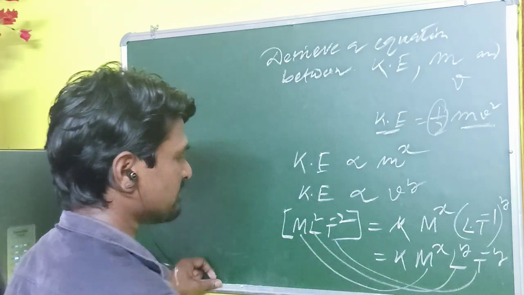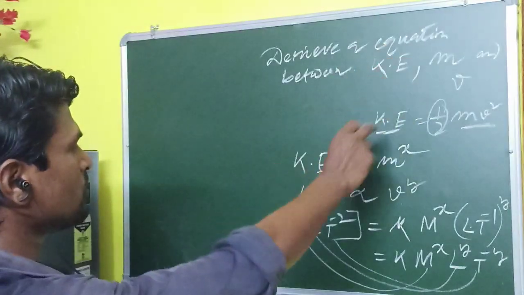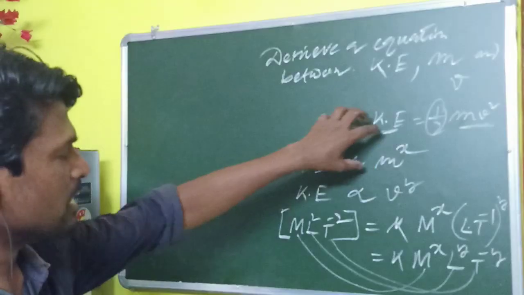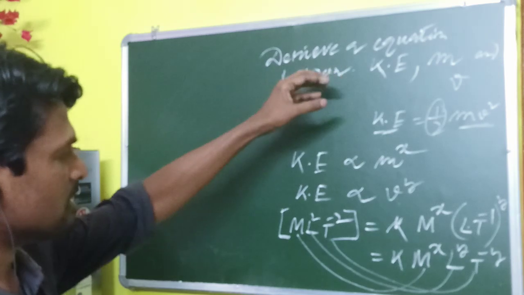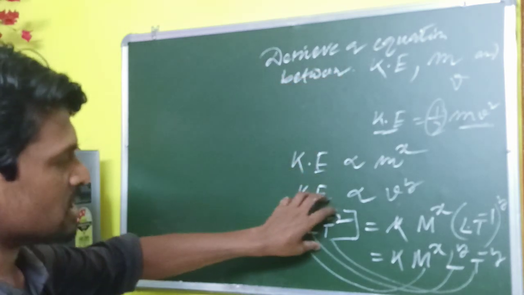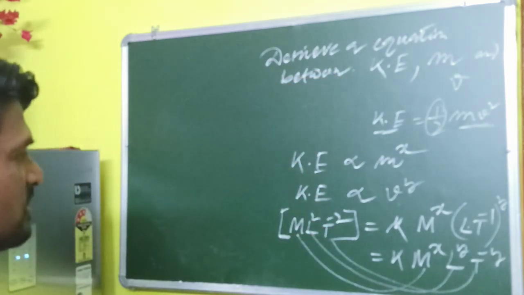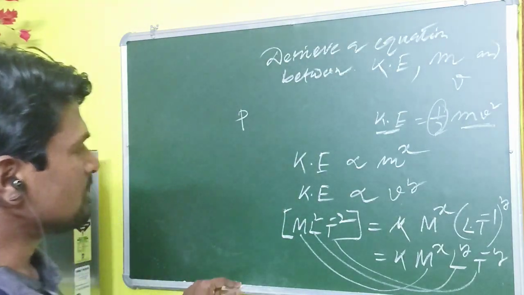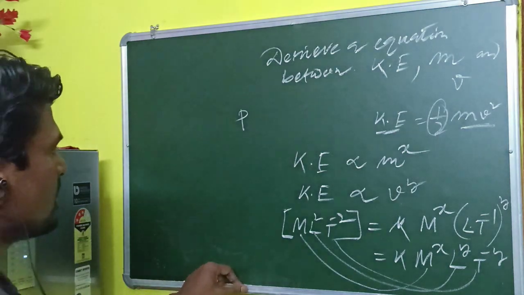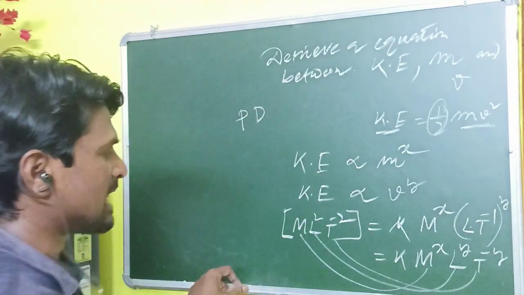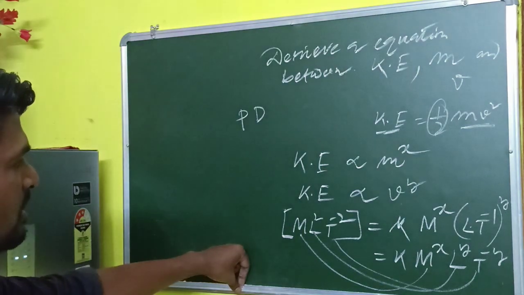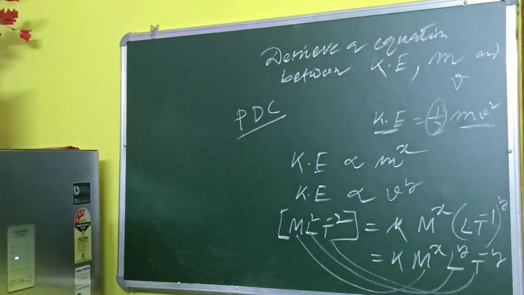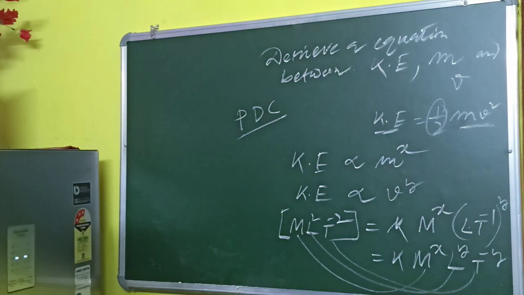So what are the different steps, students? First of all, you have to write the proportionality relationship of all the physical quantities, all the variables, and then put the dimensions and then compare. So PDC, you have to know PDC, that is proportionality, dimension, compare.